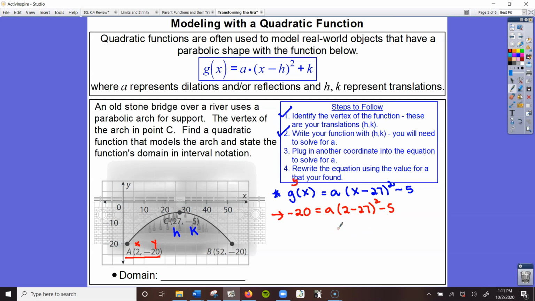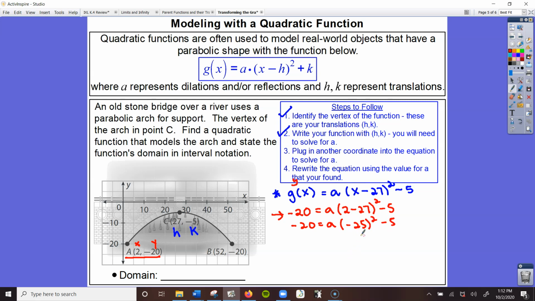So keep in mind also your order of operations, right? PEMDAS. So we're going to start off with the parentheses. We're going to do -20 is equal to a times, 2 minus 27 is -25, squared, minus 5.